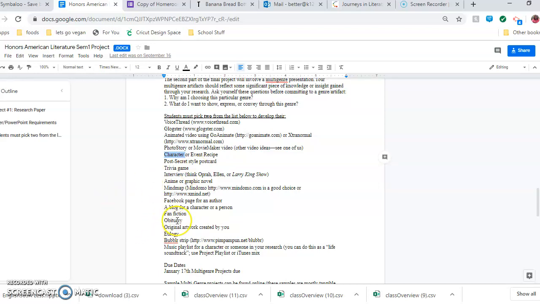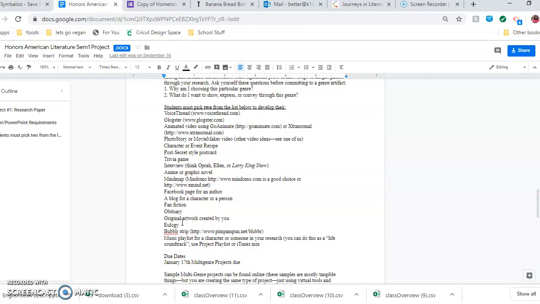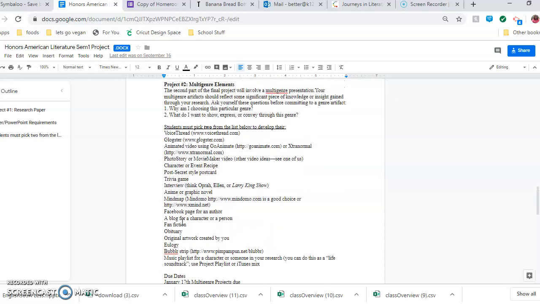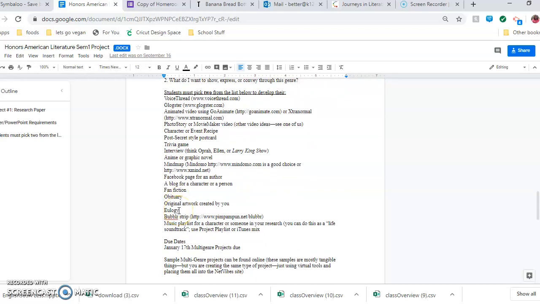Also, for my 3rd one, I think I would pick the obituary. Because of how he died, I think that would be fitting to be able to talk about his life. And so those would be my three multi-genre pieces. So you're picking 2 or 3 of those.